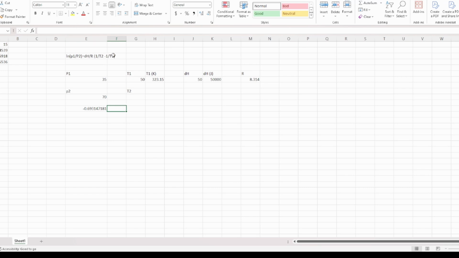Now, the next step is to get the R and the delta H to the other side. To do that, I'm going to take my answer and multiply it by my R and divide it by my delta H. So this was the ln P1 over P2. Now this is going to be the ln P1 over P2 times R over delta H.